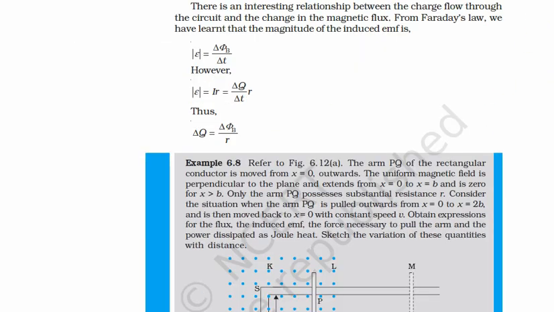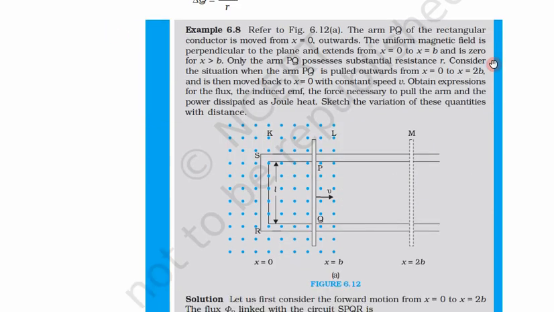Now further we saw that from Faraday's law, epsilon is equal to delta phi upon delta t. This epsilon is equal to IR, and I is simply delta Q by delta t, into R. So what we get is delta Q is equal to delta phi B upon R. Till this point we have already done, we are just revising. Now let us come to example 6.8.